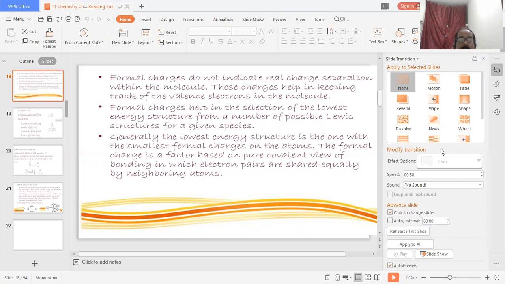This charge helps in keeping track of the valence electrons in the molecules. Number two, formal charge helps in the selection of the lowest energy structure from a number of possible Lewis structures for a given species. Generally, the lowest energy structure is the one with the smallest formal charge on the atoms. The formal charge is a factor based on a pure covalent view of bonding in which electron pairs are shared equally by neighboring atoms.